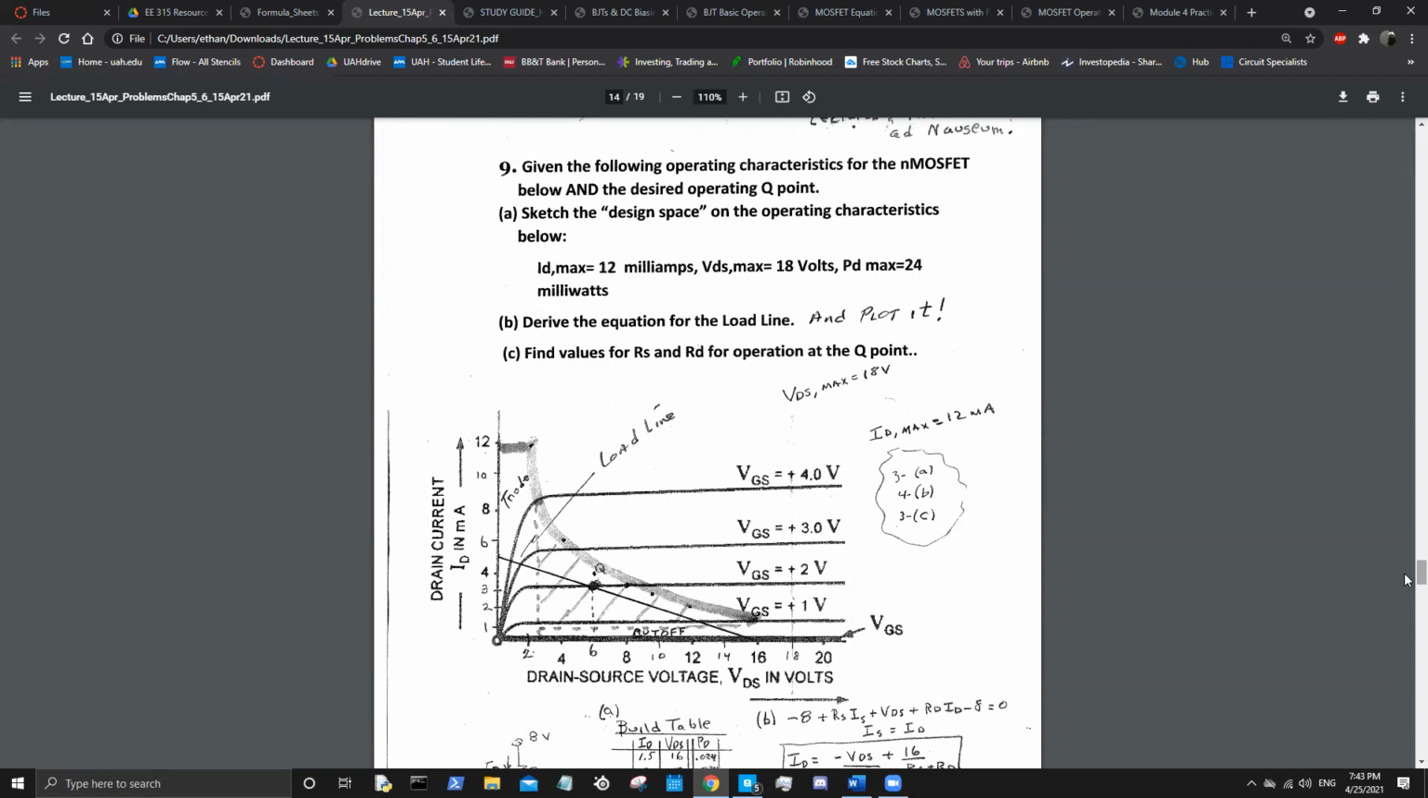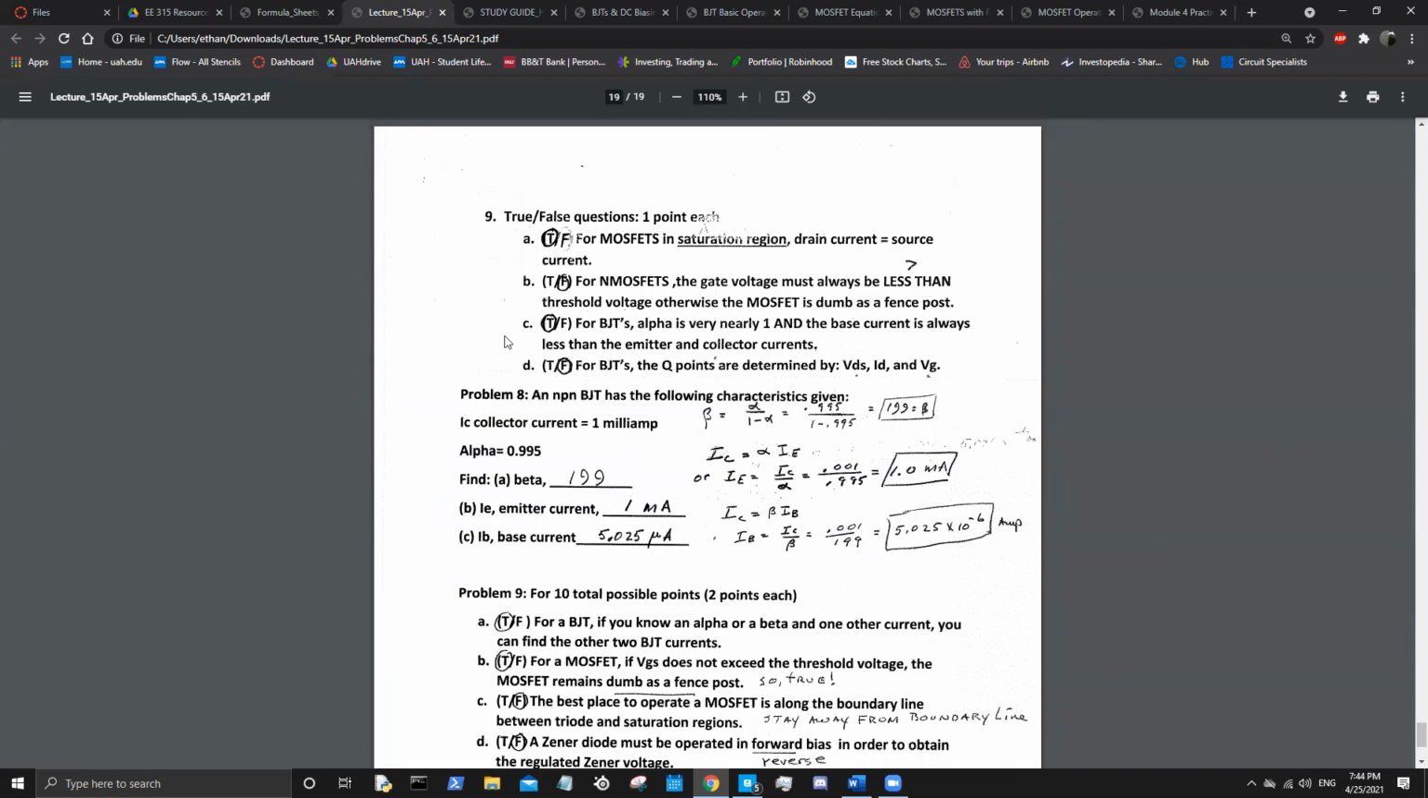I wonder though. Wait, scroll back to the true false. That might be the question, because the G's don't need to be there, and none of those are part of a BJT. Those are all MOSFET Q points. So I think I get it. It's all a gotcha question. Yep. All right, cool.